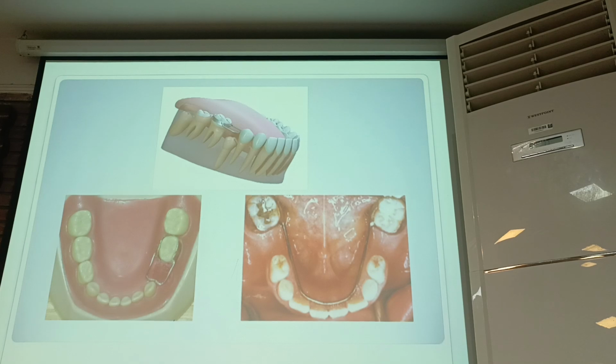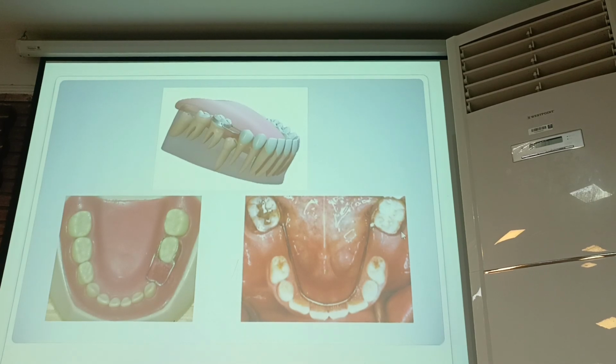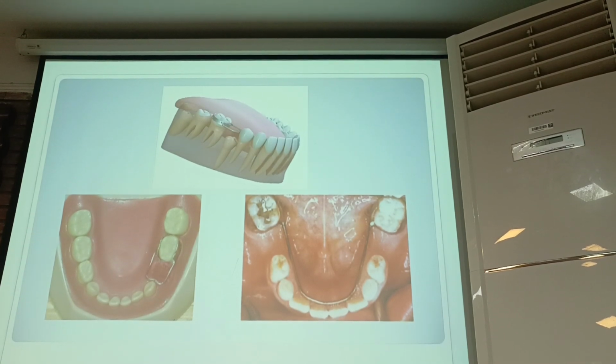A space maintainer is an appliance that is custom made. And it can be either removable or cemented in a child's mouth. In these two slides, these are fixed, cemented on the teeth, as you can see. Different shapes, different goals in the design of this kind of space maintainer. And the purpose is to keep the space open to allow the permanent tooth to erupt and come into the space.